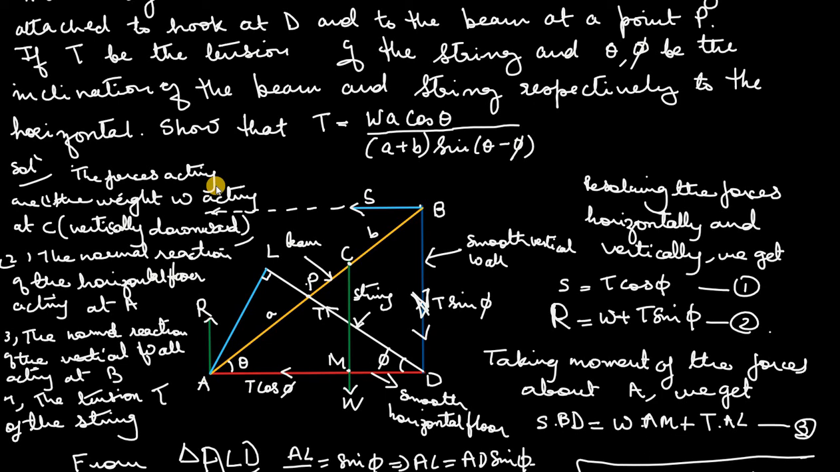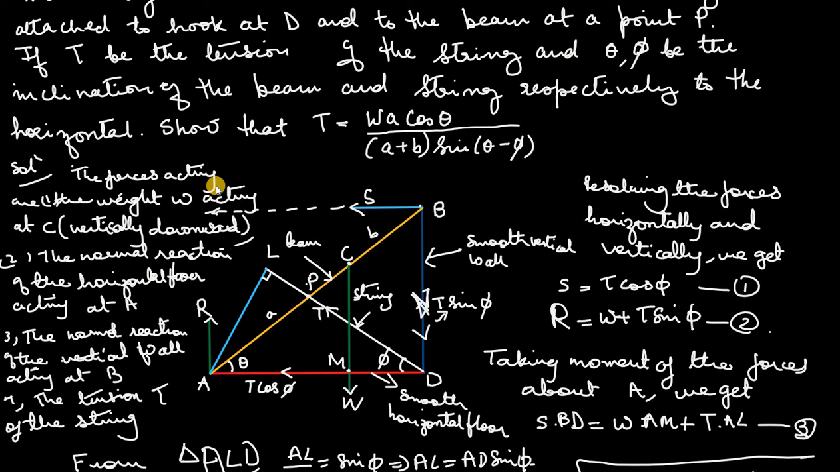And what are the vertical forces? R, W, and T sin phi. But R here is acting upward, so R will be equal to W plus T sin phi, since W and T sin phi are in the same direction. Next, we take the moment of the forces about this point A. Since the force R passes through A, the moment of R about A will be 0.